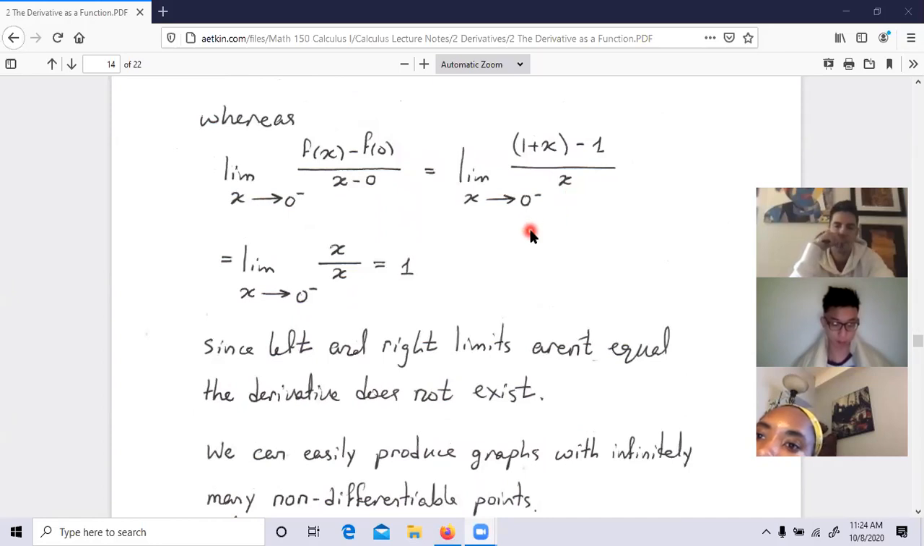So the question next is, what about this, right? Can we have many points of non-differentiability? In this previous example, there was only one sharp point. Can we have infinitely many points of non-differentiability? What do you think?